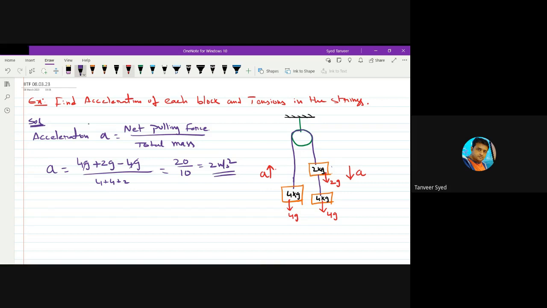Then what about tension in the string? Do we have one string or two strings here? Is there only one string in the situation, or two? Two strings are there, sir. This is string number 1. This is string number 2.